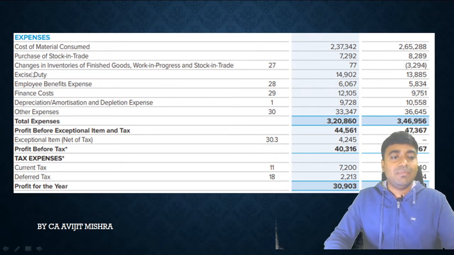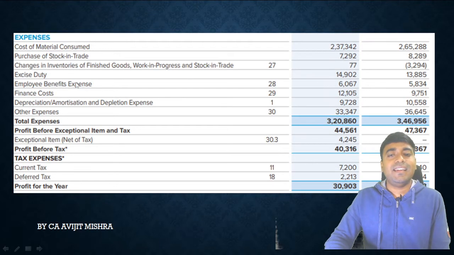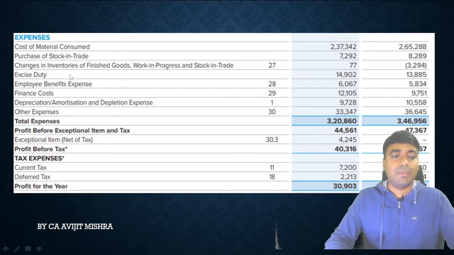So excise duties, what is the meaning of excise duty? Basically, to manufacture the goods, Reliance has to pay a certain amount of money to the government. So that is coming as an excise duty. Remember one thing, this credit he cannot take under the GST regime. So due to that, this is coming.